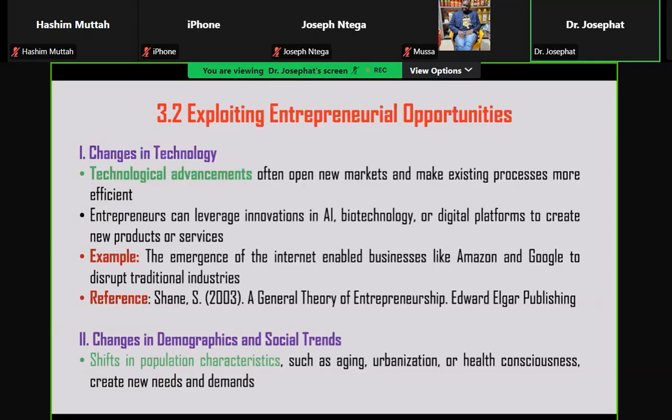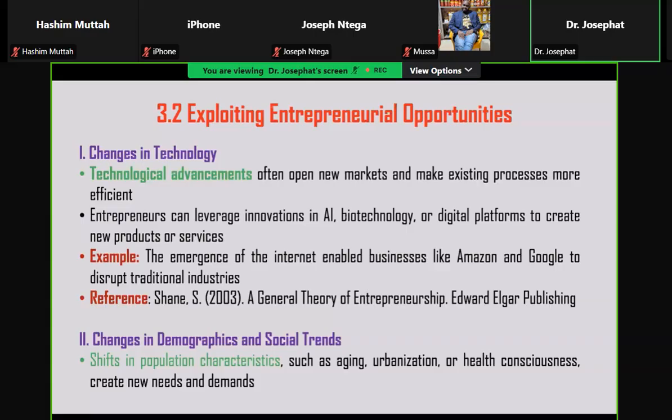So technological advancement often opens a new market and makes existing processes more efficient. Entrepreneurs can leverage innovations in artificial intelligence, biotechnology, or digital platforms to create new products or services. We can take as an example the emergence of internet-enabled businesses like Amazon and Google that disrupted traditional industries.